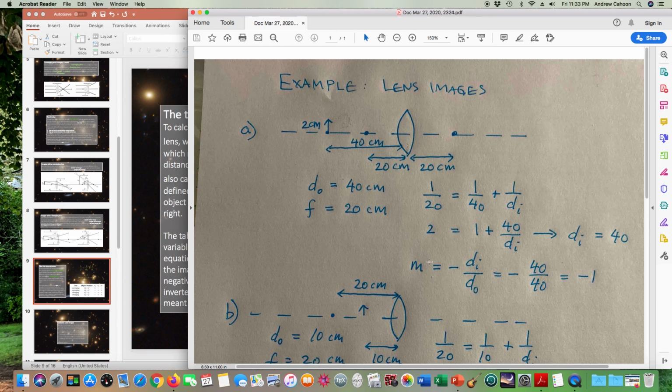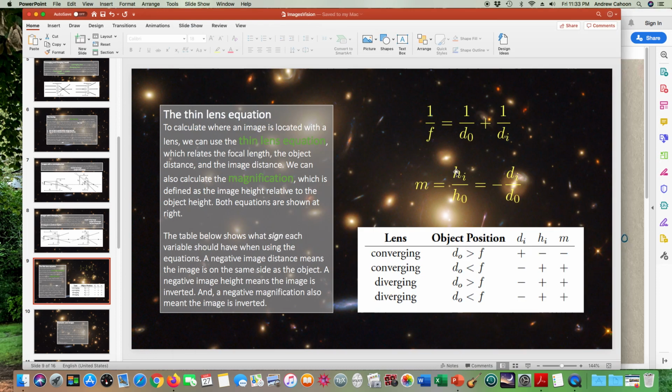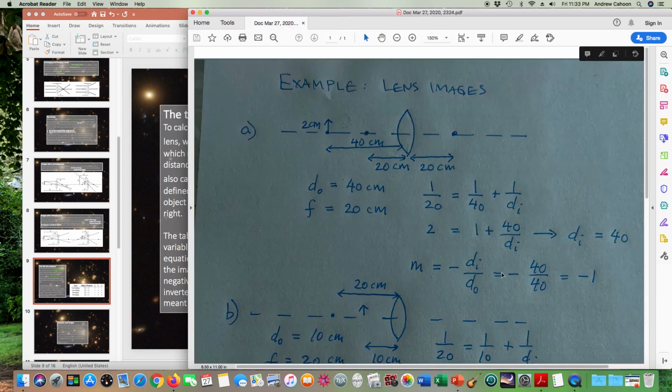Okay, I can also calculate the magnification. In the magnification formula, you can use either set of variables. If you know the image height and the object height, you can plug those in. Or if you know the image distance and the object distance, you can plug those in. That's the information we have right now. We just solved for the image distance, and we can plug in the given information for the object distance.